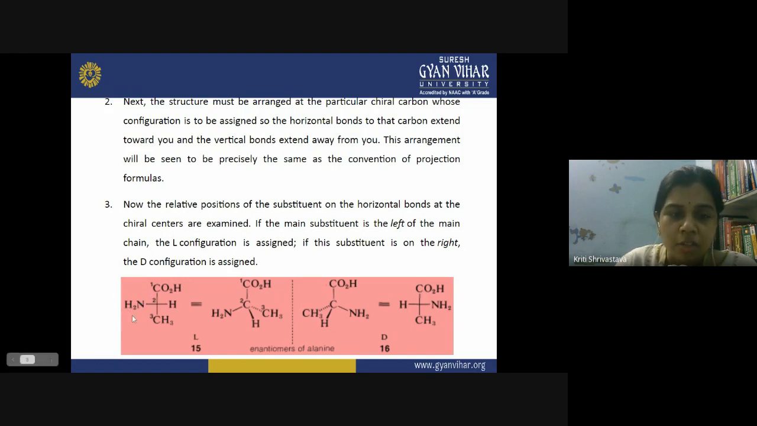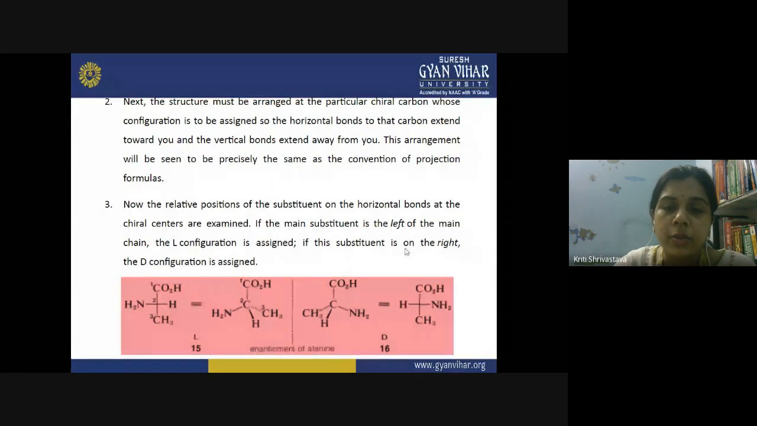Now, if the NH2 group is on the left hand position, like in this enantiomer, where NH2 is on the left hand side of the viewer, this will be the L enantiomer. And if in the molecule this NH2 group with which we are concerned is present on the right side of the viewer, then you will assign it a D. So this is the L enantiomer, and this one is the D enantiomer. This is the method by which we assign the D and L configuration to an optically active molecule.